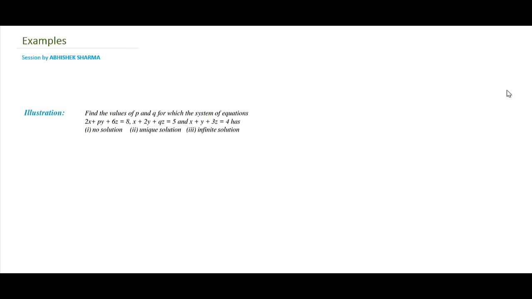Now let's look at a problem which is given on the screen. In this question, you have to find the values of P and Q for which the system of equations, now you are given three equations, has no solution, or a unique solution, or infinite solutions.